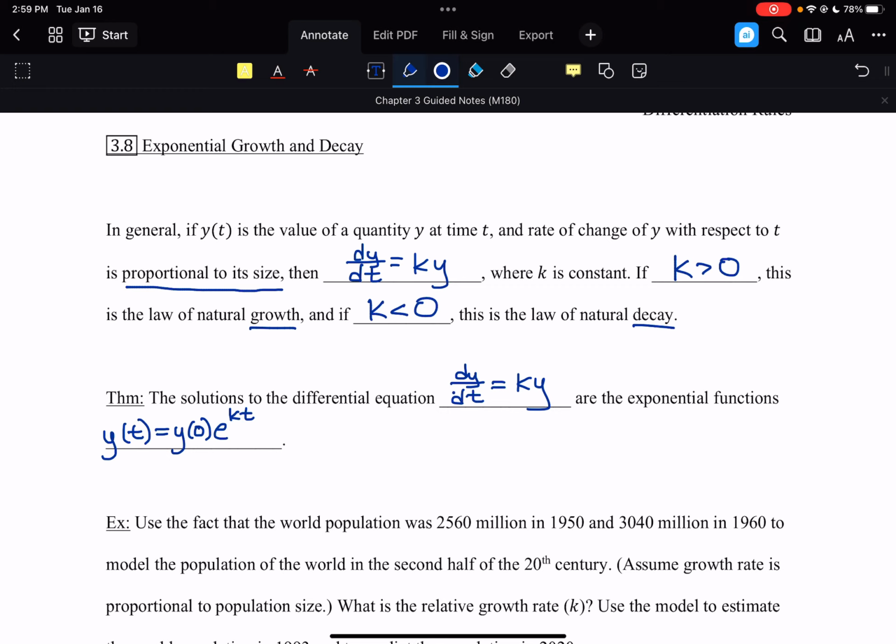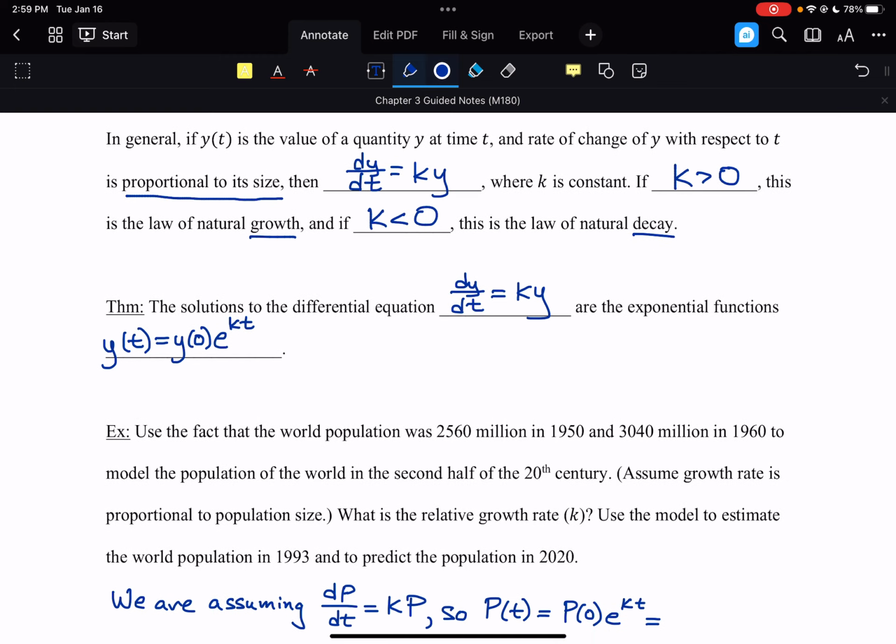So in other words, as long as this relationship is true, we can use this equation, which is something that you learned to do back in algebra. We just don't tell you exactly why we're able to do it that way necessarily. So let's take a look at an example.